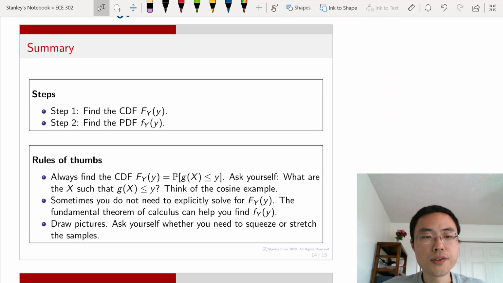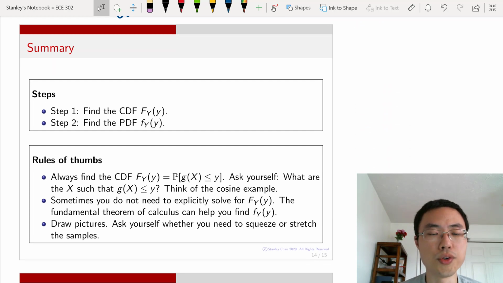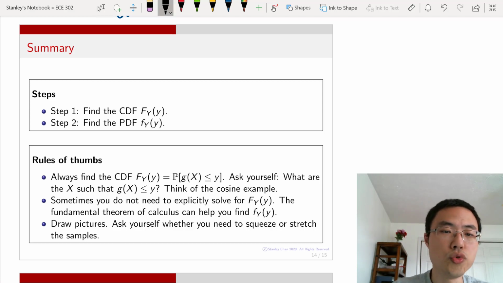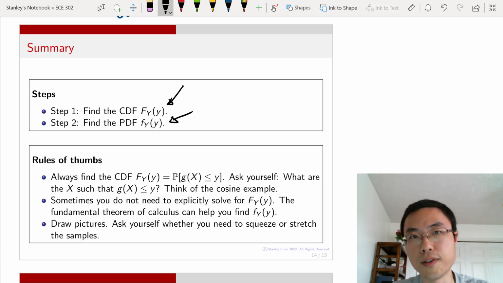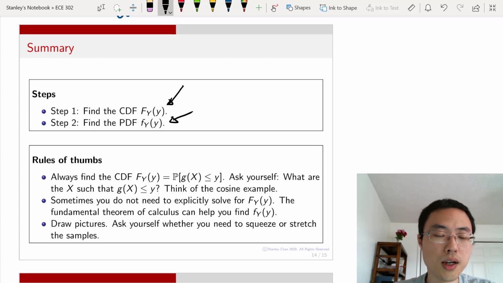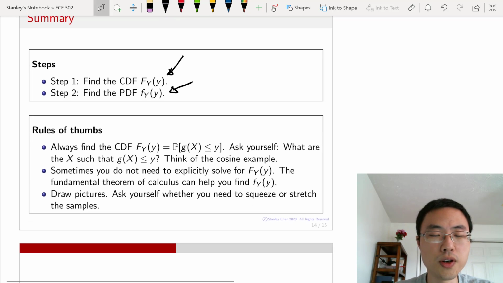Alright, so to summarize, we have learned a very useful technique, which is called the transformation of random variables. The idea really just involves 2 steps. One is to find the CDF, the other one is to find the PDF. And that is the general principle for this type of problems. There are some rules of thumb. The rules of thumb will involve 3 points.